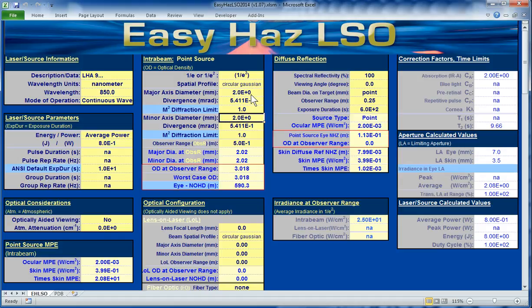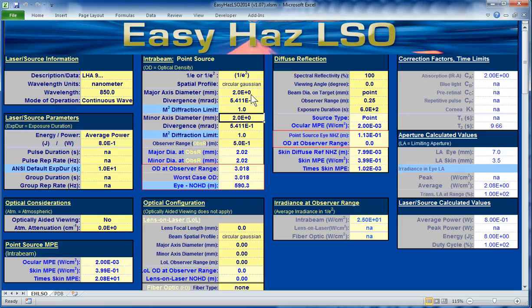That's how we treat lasers when we only have part of the information. We go for worst case, and in this case, worst case meant 2 millimeter beam diameter, 1 for the M squared diffraction limit, which is the theoretical limit.